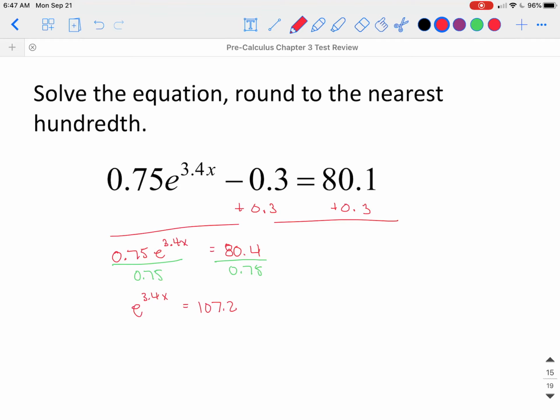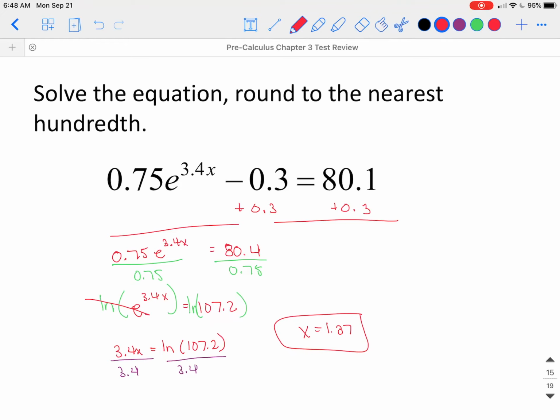Now, to get rid of the e, you are going to take the ln of both sides. The ln and the e will cancel, so we have 3.4x is equal to the ln of 107.2. To get the x by itself, we are going to divide both sides by 3.4. And we will be left with x is equal to 1.37.